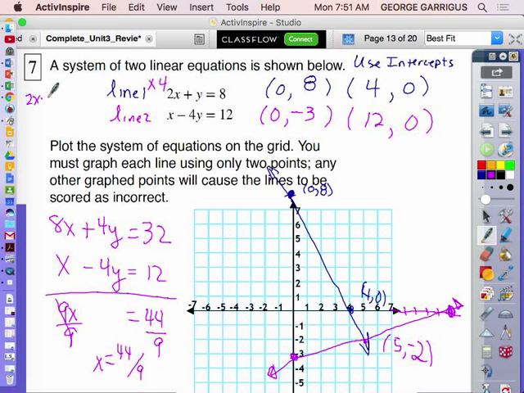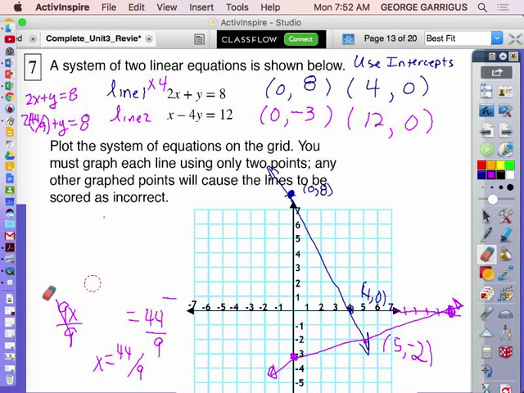And that's okay, because then I could solve it for y. 2x plus y equals 8. 2 times 44 over 9 plus y equals 8. I need a little bit more space, so I'm going to erase this.